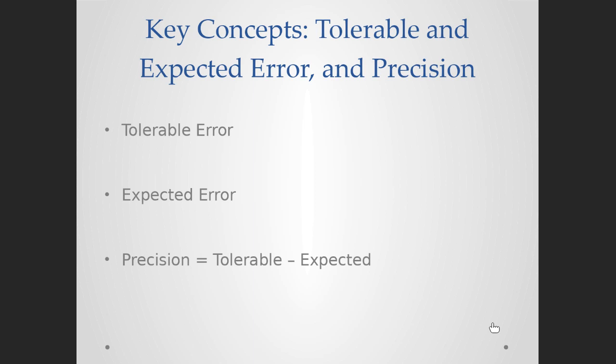And we're going to learn more about precision. We're going to learn about what to do with precision and how to use precision. But precision is defined as the difference between the tolerable error and the expected error. The difference between those two numbers is equal to precision. Is that clear?